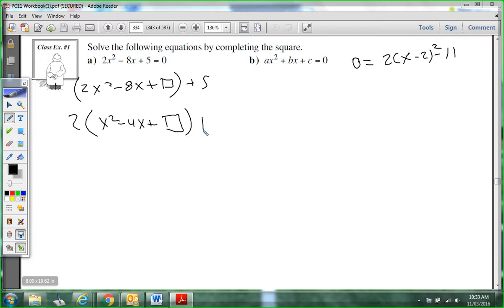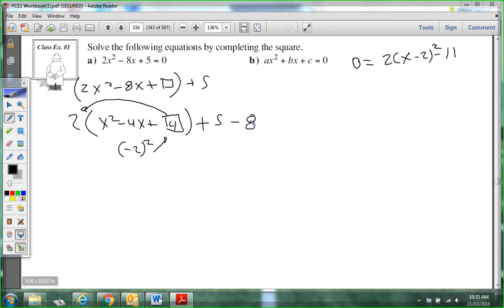Now I'm here. Now what? Pattern. What do we do? What do we divide by 2 to? Right, the middle. Half the middle. Half of negative 4 is negative 2. Negative 2 squared is 4. Now we have to balance the equation. What do we do to balance the equation when we pull the number out? 4 times 2, it's a positive 8. So to balance it, we need a negative 8. Good.